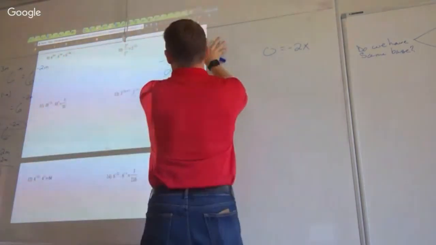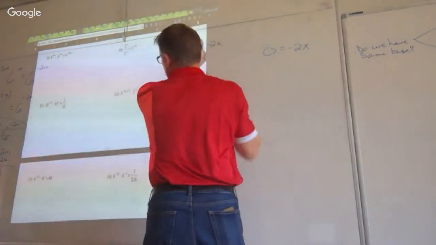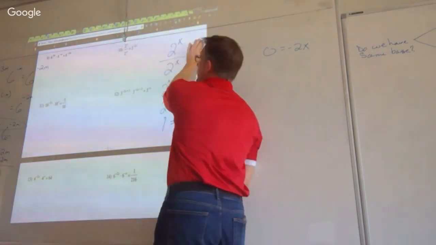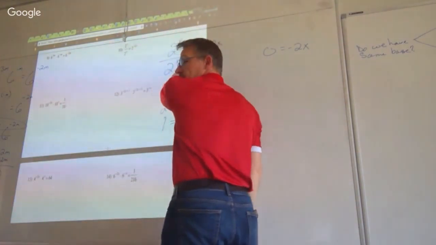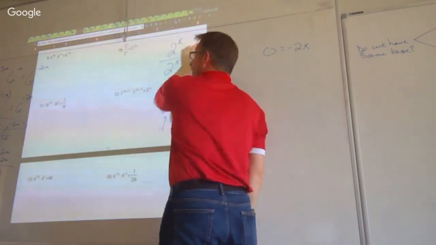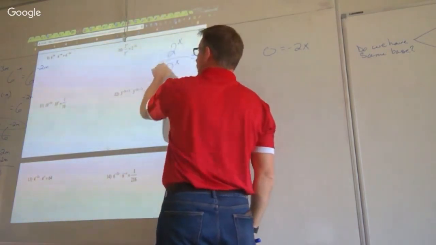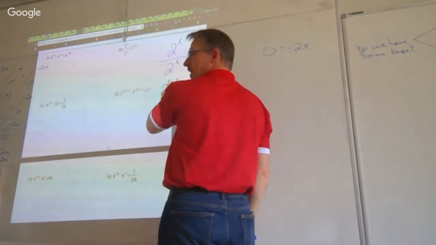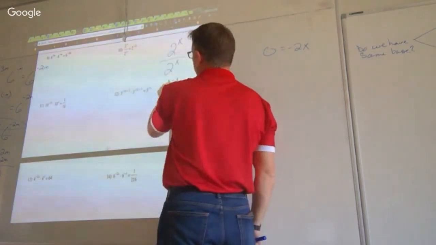So forget about this side. If I just have this, like on your quiz the other day, if I just gave you the left side, what would you do? You have the same base? Okay, so when I'm dividing and I have the same base, I subtract my exponents. Numerator minus denominator.